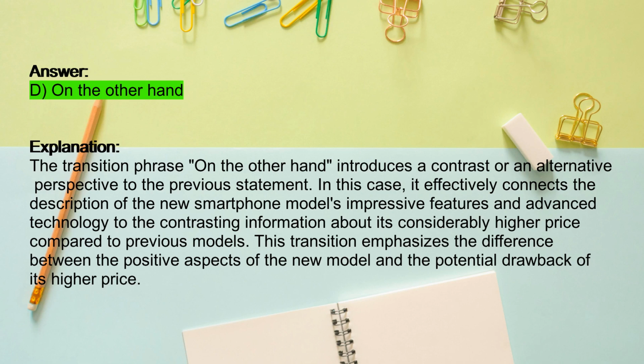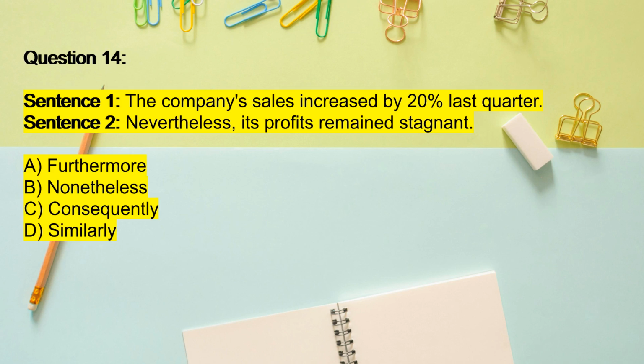price. Question 14. Which transition word would best connect the two sentences? Sentence 1. The company's sales increased by 20% last quarter. Sentence 2. Nevertheless, its profits remain stagnant.